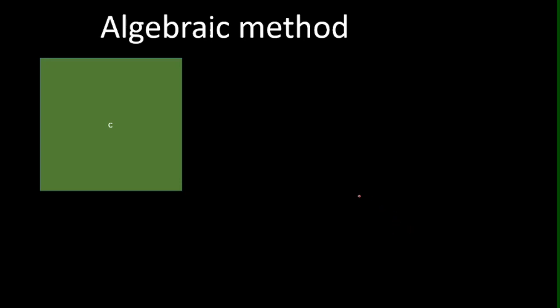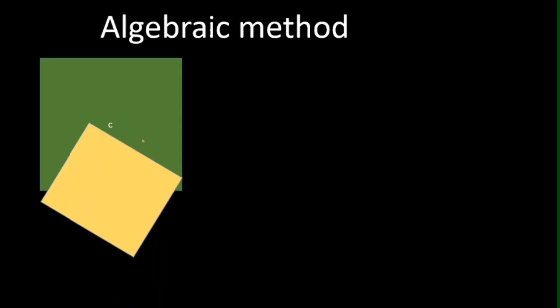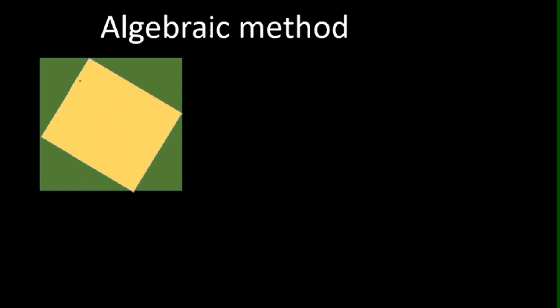Come to another method, called the algebraic method. There is a square and we make a square inside this square, and this point coincides with the side of the square. This dimension is A, and this is B, and this dimension is B, and this is C, and again to this point this is C. This is also a side of this small square.